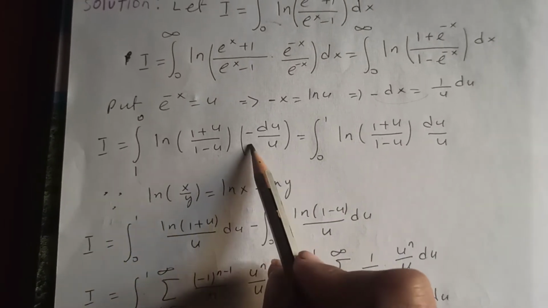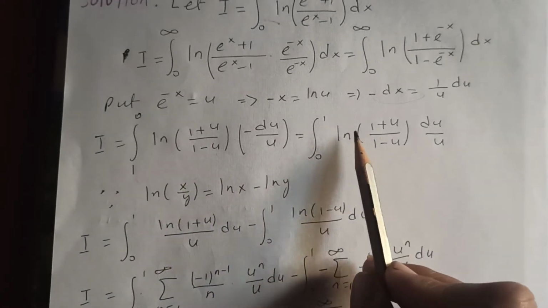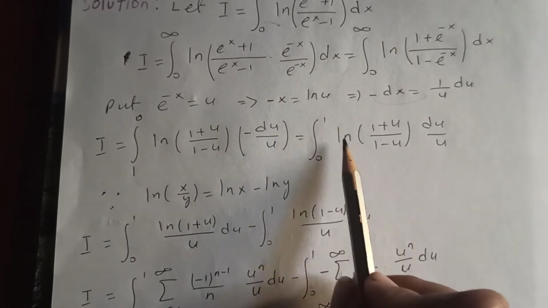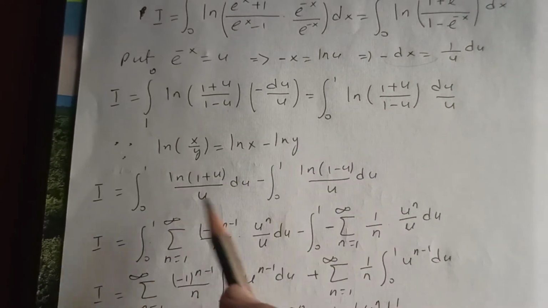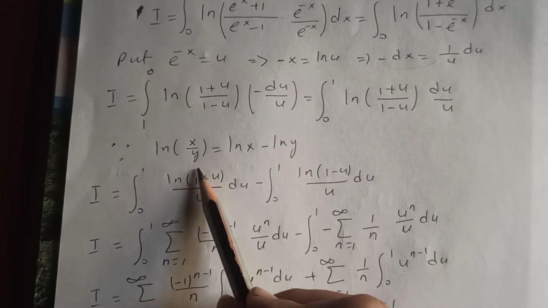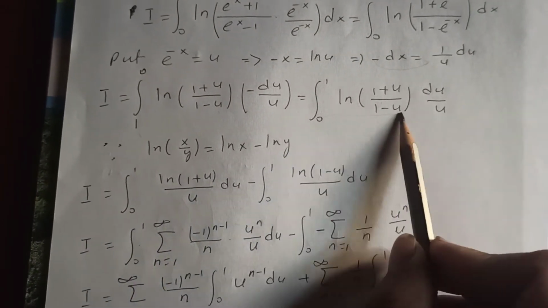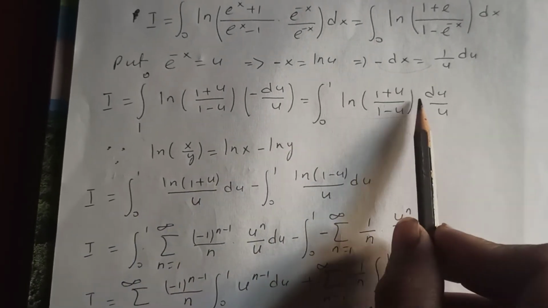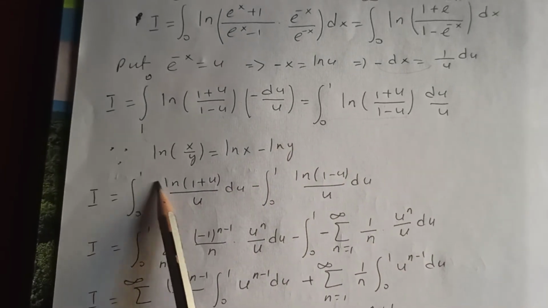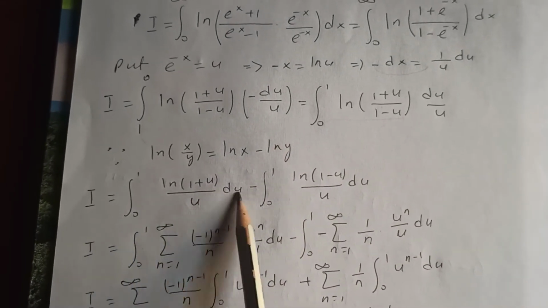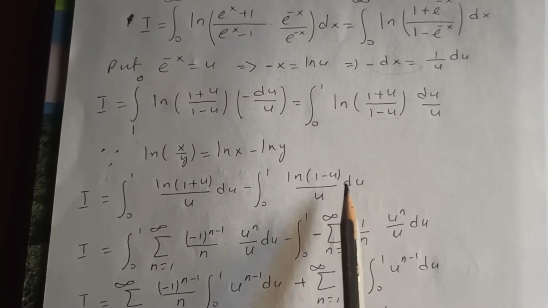Because of this negative, we can interchange the upper and lower limits. So I is the integral from 0 to 1 of log of (1 + u)/(1 - u) du by u. Now using the property of logarithm, that log of x by y is log x minus log y, I equals the integral from 0 to 1 of log(1 + u) upon u du minus the integral from 0 to 1 of log(1 - u) upon u du.